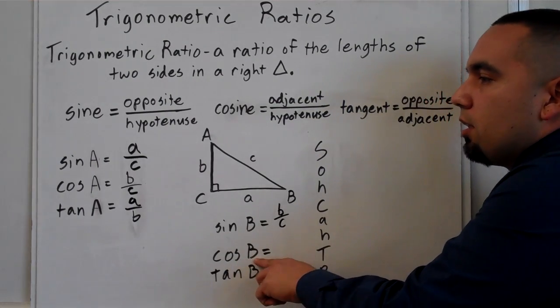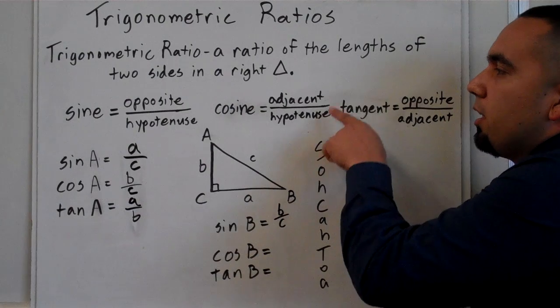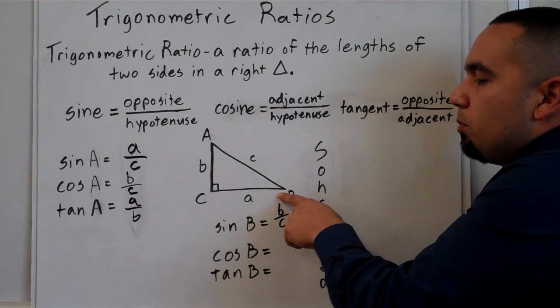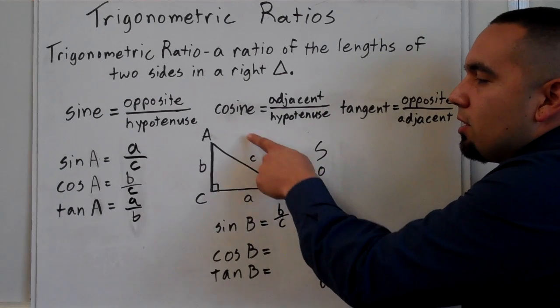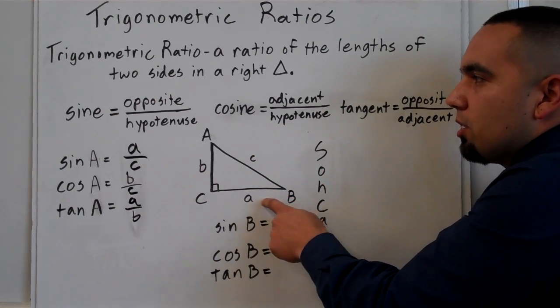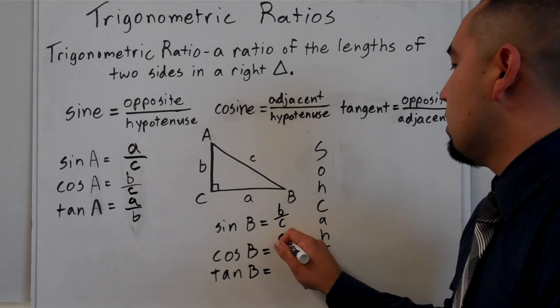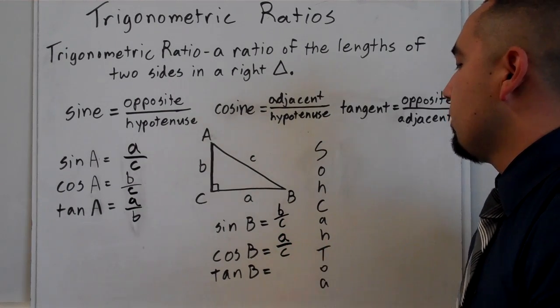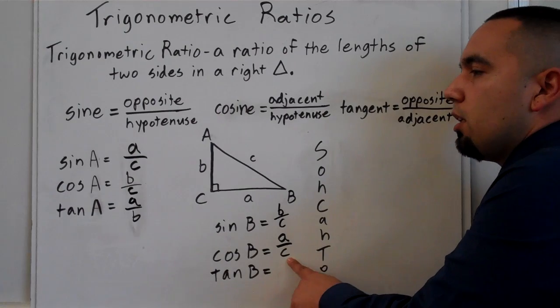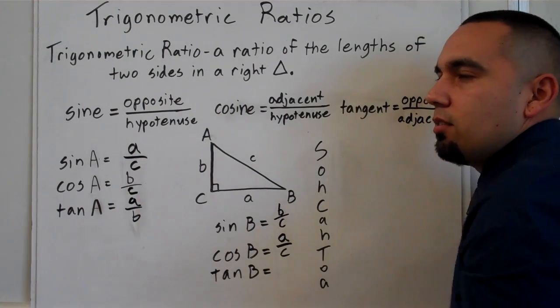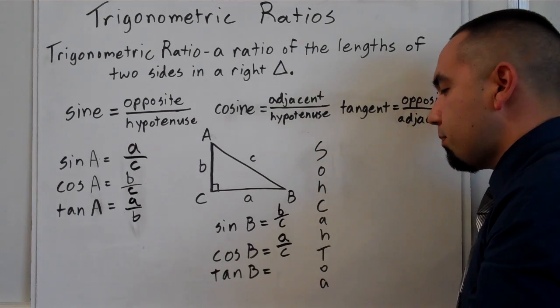Let's take a look at the cosine of B. Cosine, again, we said is adjacent over hypotenuse. Adjacent to B is a and c, but c is the hypotenuse, so adjacent must mean a, and the hypotenuse is c. So notice that the cosine of B is not equal to the cosine of A, it's equal to the sine of A.